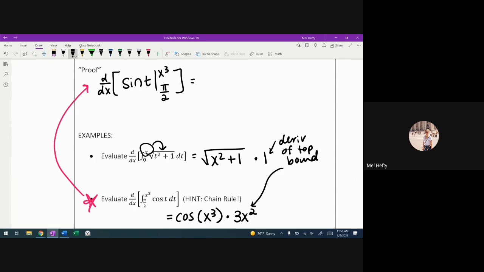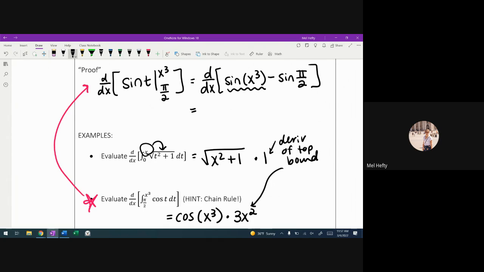So now I'm going to plug in my bounds. I'm just keeping the derivative because I haven't done that yet. Which of my two bounds will go in first? The x cubed will go in first. So I'll have sine of x cubed minus sine of pi over 2. All right, so I did the antiderivative. I plugged in my bounds. Let's now take a derivative.